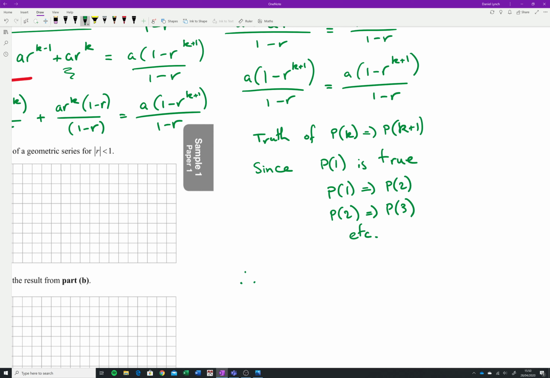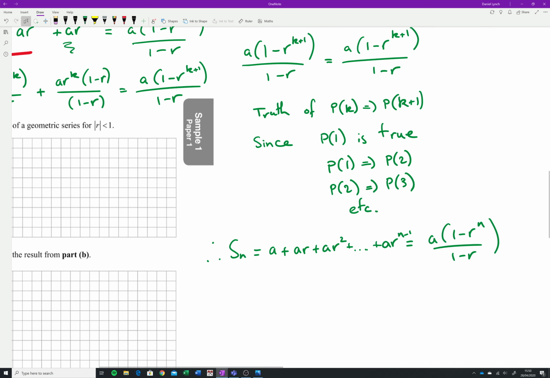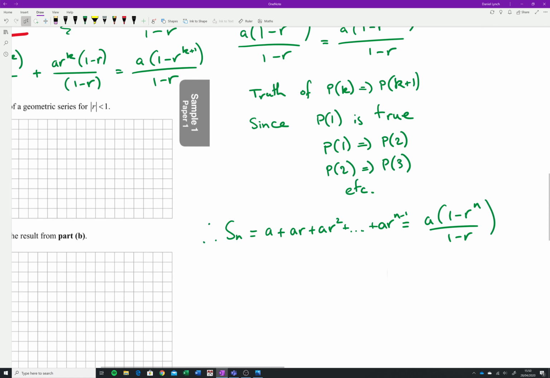Therefore, we can now say that a plus ar plus ar squared plus blah, blah, blah, plus ar to the n minus 1, it was, yeah, is equal to a times 1 minus r to the n over 1 minus r. And you know what, it might be a good idea, since we know that that thing is Sn, and that is what they asked us to do, to save us writing an extra line out. Sn is that thing, and that thing is that thing.